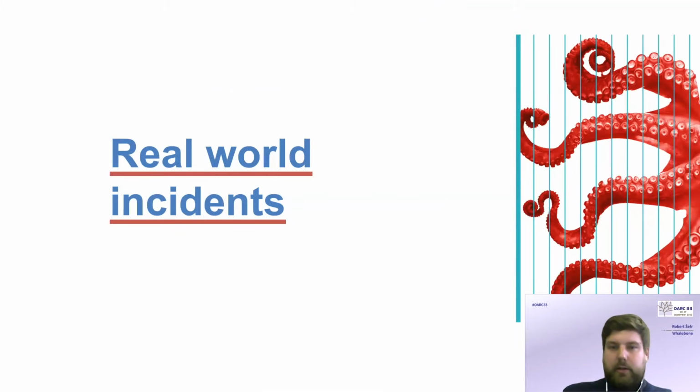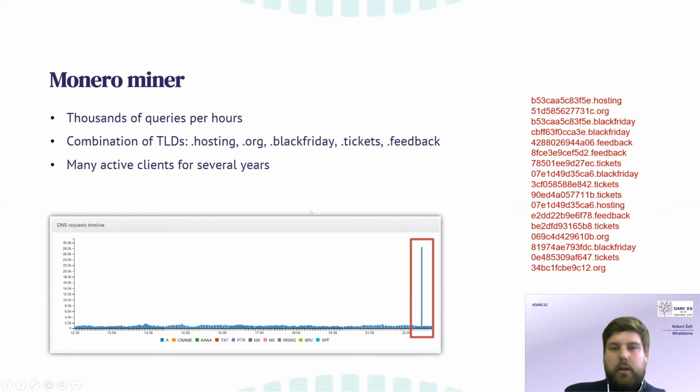How does it look like in the real world? I have a few examples here. This is one of my favorites, actually. This is a really aggressive, in terms of number of queries, Monero miner, which is sending queries towards these domains. The author of the malware is using these domains, or one of these domains, from time to time to update the malware. And the top level domains are a combination of hosting, OARC, Black Friday tickets, and feedback.